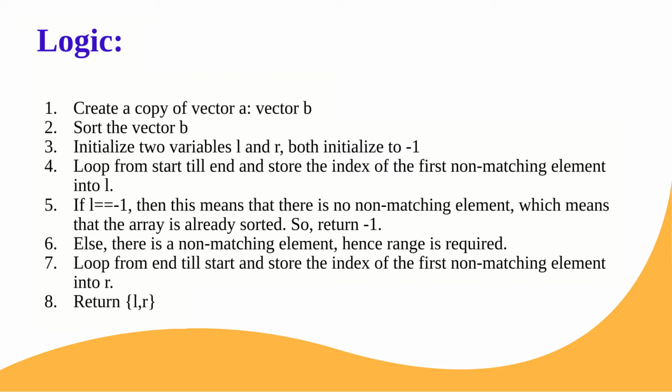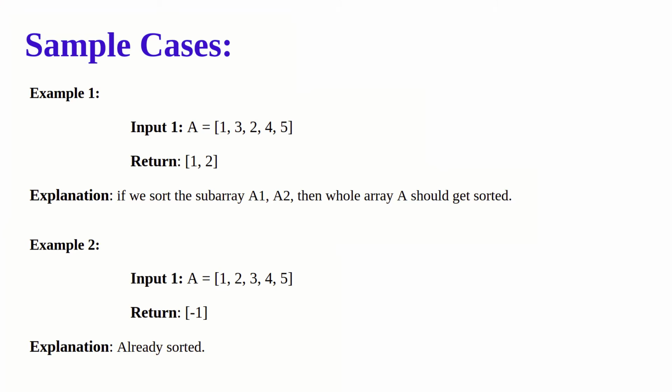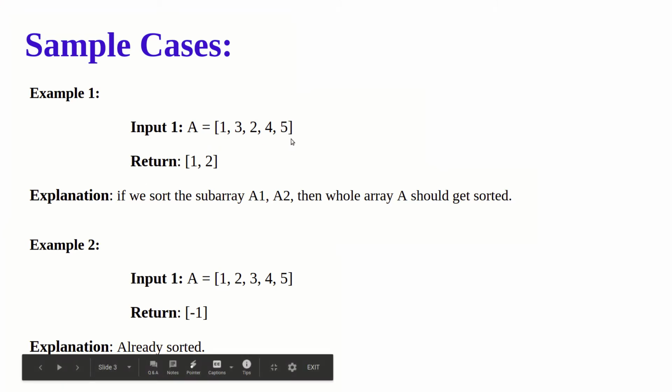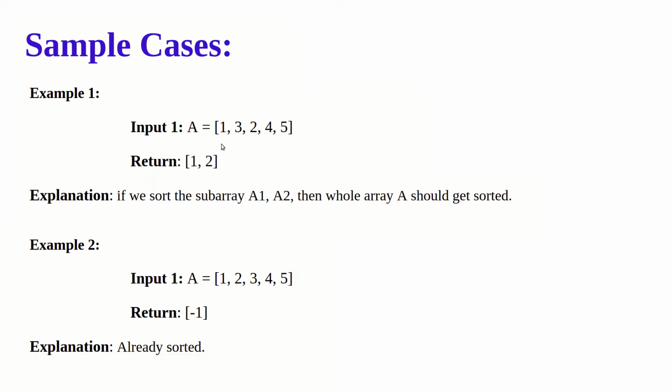Okay, so let's understand the logic to solve this problem, and then we can start with the coding section. Before diving deep into the logic, let's first understand what is to be done. We are given an array, and we need to find the range of the subarray that is to be sorted, so that the entire array gets sorted. Now what should be done here? We have an output that is to be matched with.